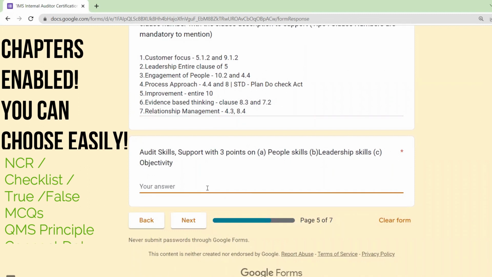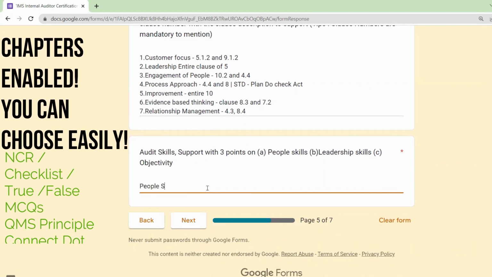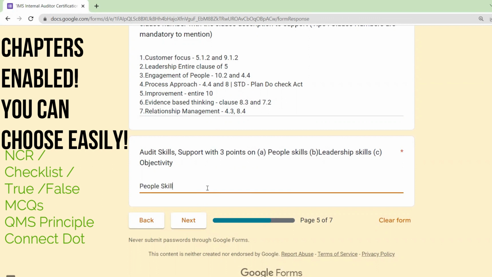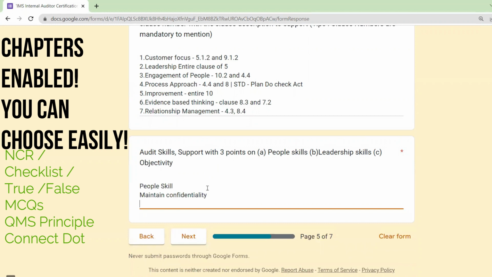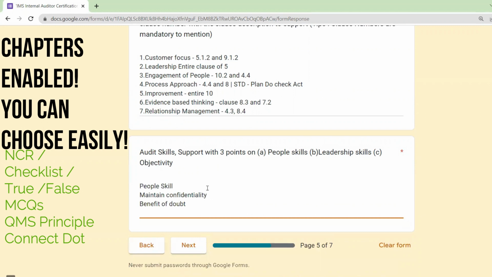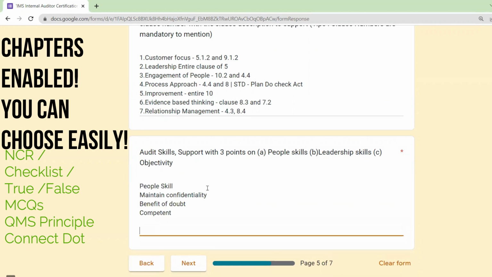Okay, so what are the people skills? Three: people skill and leadership skill. People skill, it has to maintain confidentiality. Number one. According to me, the second most important factor from ISO 19011, which I can think of, is when it comes to people, give benefit of doubt. And people skill is be competent, don't look for troubles and all that, you can put it.